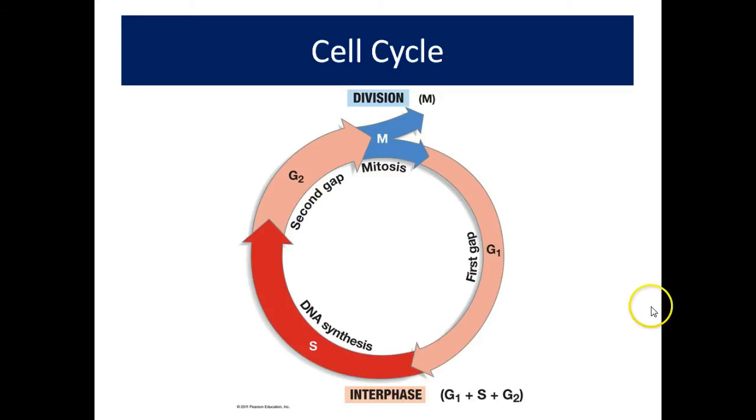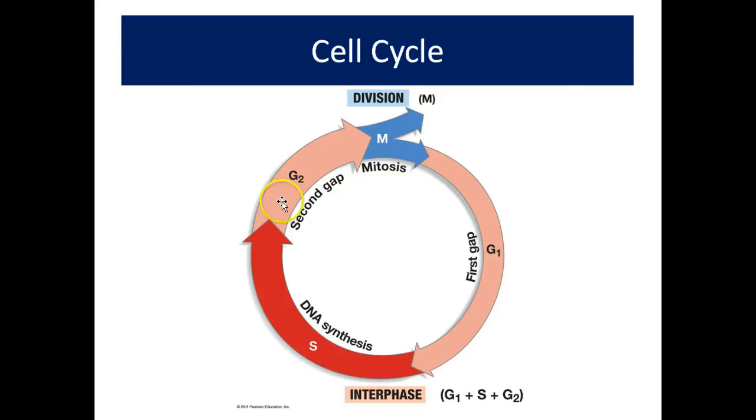A lot of cells stay in this first gap phase for a very long period of time, some of our heart cells, for example. Some cells in our body undergo the entire cell cycle very quickly and pretty constantly. Think about a skin cell. Skin cells are constantly being lost and need to be reproduced, and so they are constantly undergoing this cycle.